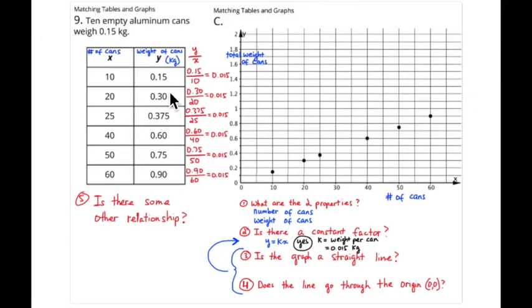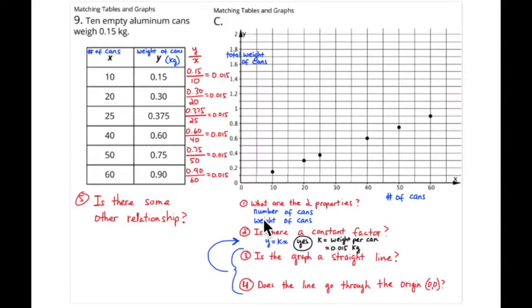And in this case, the two properties are the number of cans and the total weight of those cans. So it says up here, 10 empty aluminum cans weigh 15 hundredths of a kilogram. Well, one aluminum can weighs 15 thousandths of a kilogram. So y divided by x gives you 15 thousandths of a kilogram per can. You're going to see that if you do that division all the way down, the value of y divided by x is the same. So there is a constant of proportionality, 15 thousandths of a kilogram per can.